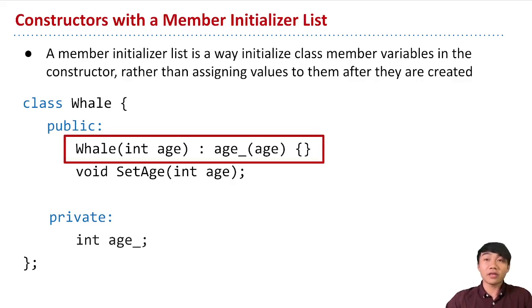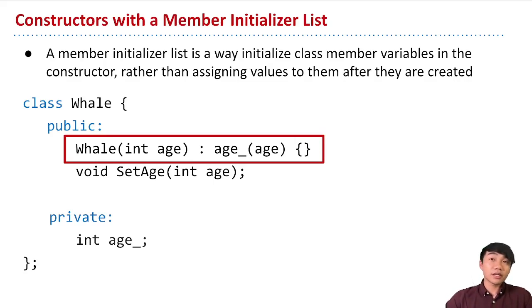First we have the name of the class, the constructor's name whale, and then parentheses. Within the parentheses, we have the parameters that we want this constructor to accept. In this case, we're accepting one parameter, int age. And after the parentheses, we have a colon, followed by one or more member variables that we're trying to initialize to some value. That value is what we put in the parentheses after the member variable's name. So what's happening here is we're initializing the age underscore member variable to the value of the age parameter that we're passing into this constructor.